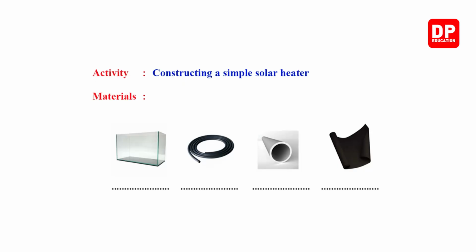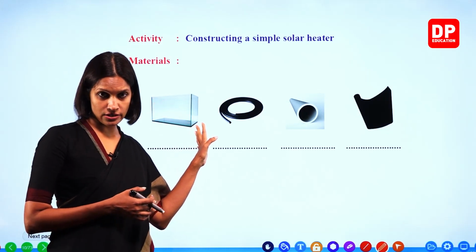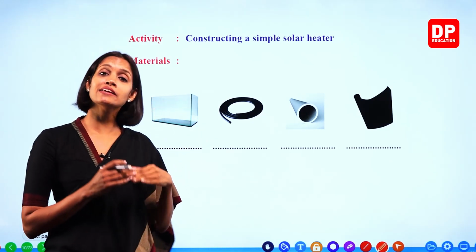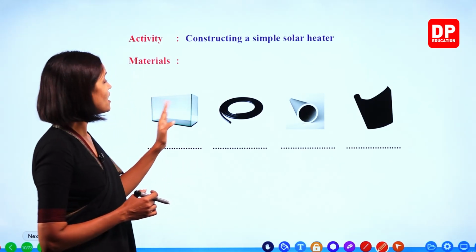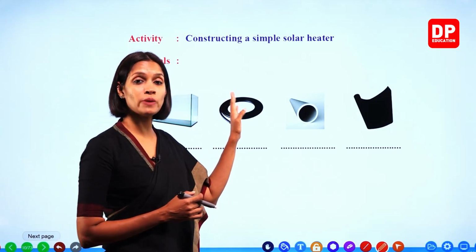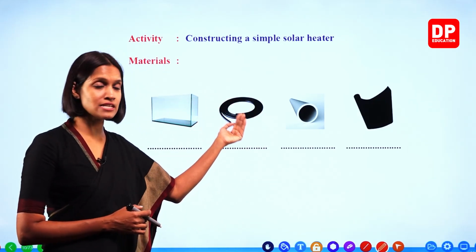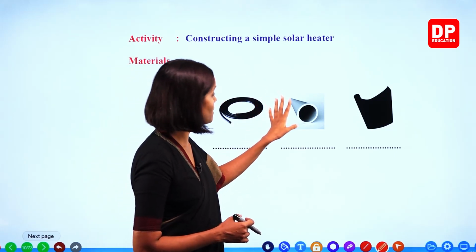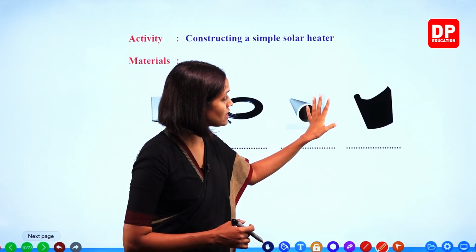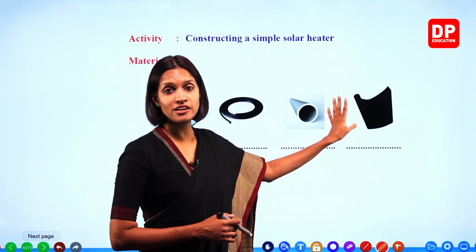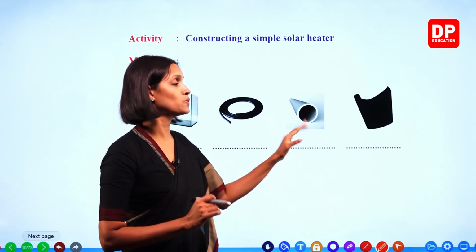Right, children. We have to do this activity, constructing a simple solar heater. So what do we need? We need a water tank. Okay, we need to color this tank in black color, right? And we need a rubber pipe, which is black in color, or we have to color it in black. And we need plastic pipes, and we need a black colored coverlet or a piece of cloth, okay?